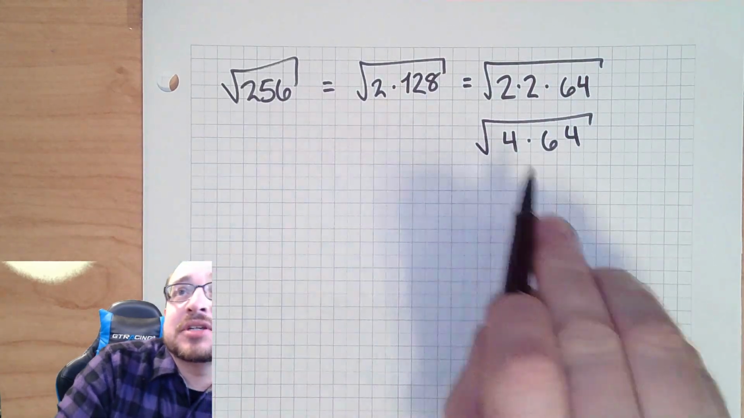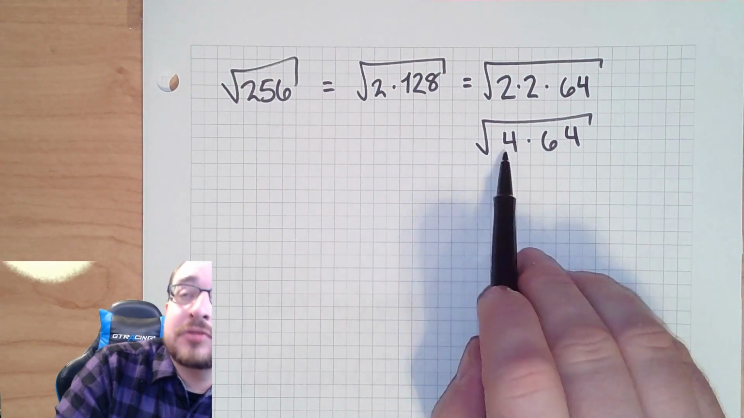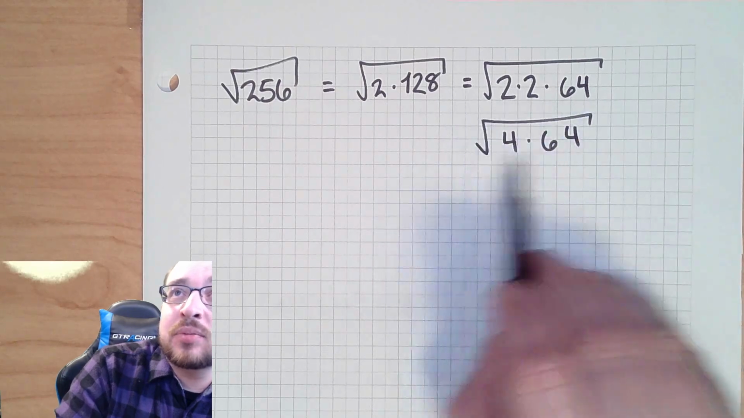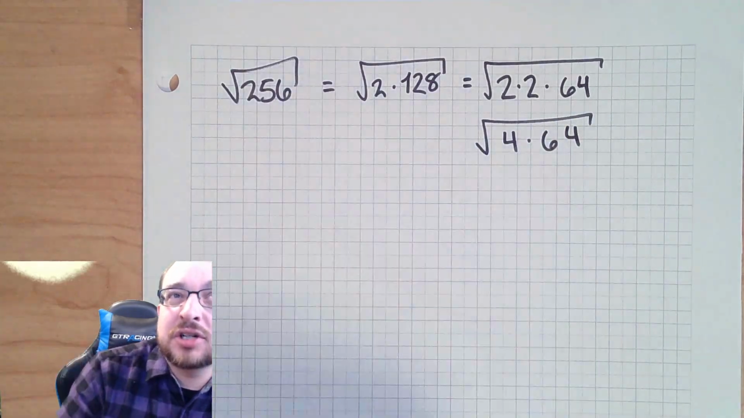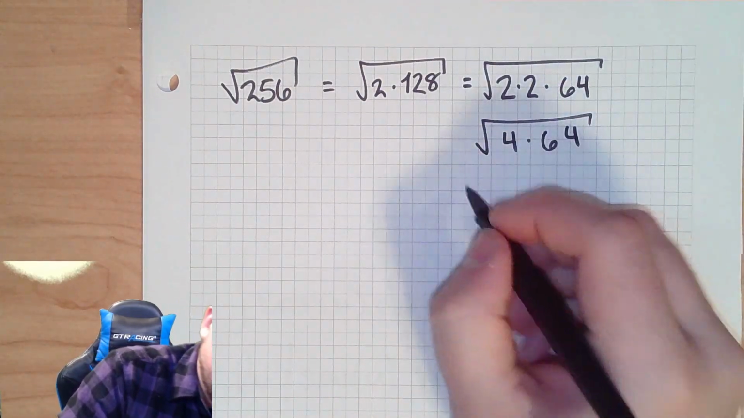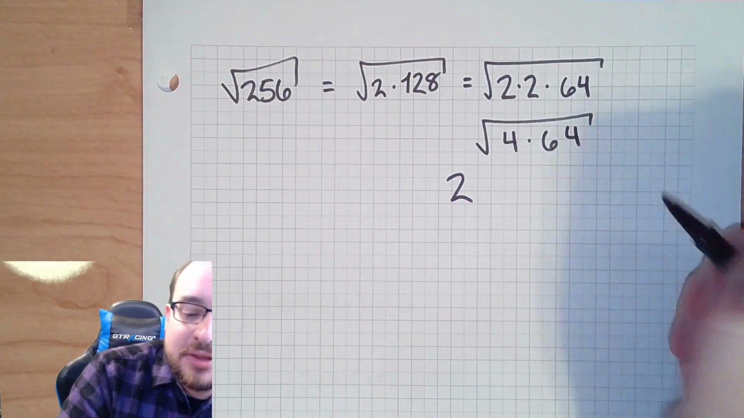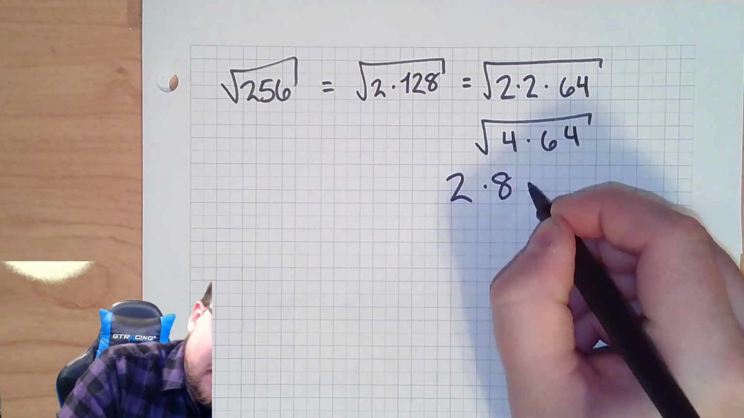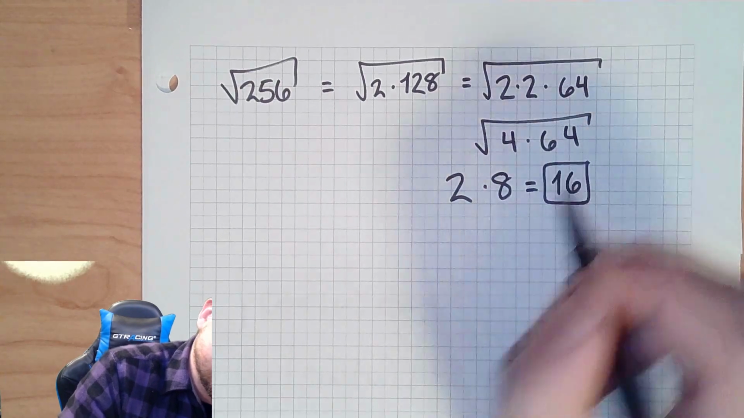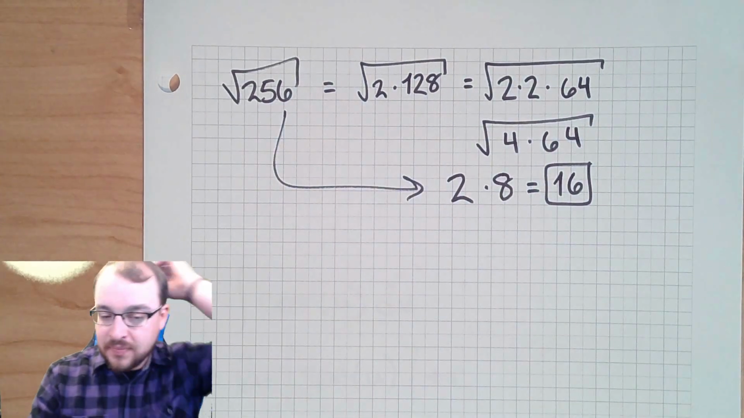This number is the same thing as 4 times 64. Well, I know what the root of 4 is, right? Once I get to a point where I can take roots of my numbers, I should start doing that. So the root of 4 I know, that's 2. And the root of 64 I also know, that's 8. So in total, 16. That's what this will equal, right?